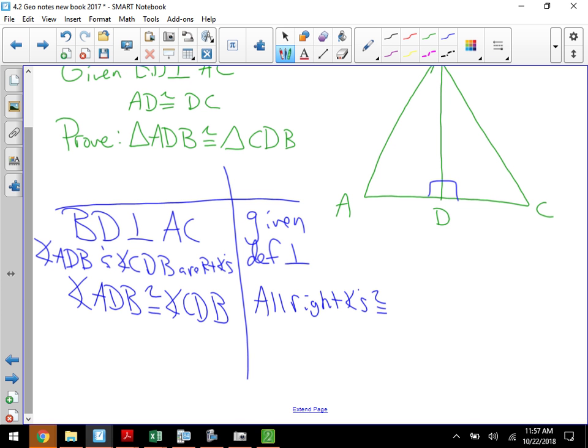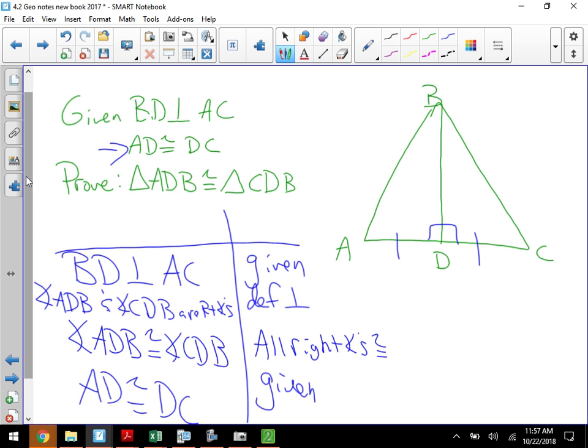So what I've done there, I've just used the progression of perpendicular. Perpendicular says, if given perpendicular, name the right angles. Then say that those right angles are congruent to each other. Following the progression. Right. Now I go to my next given. My next given says AD is congruent to DC. And I mark it.